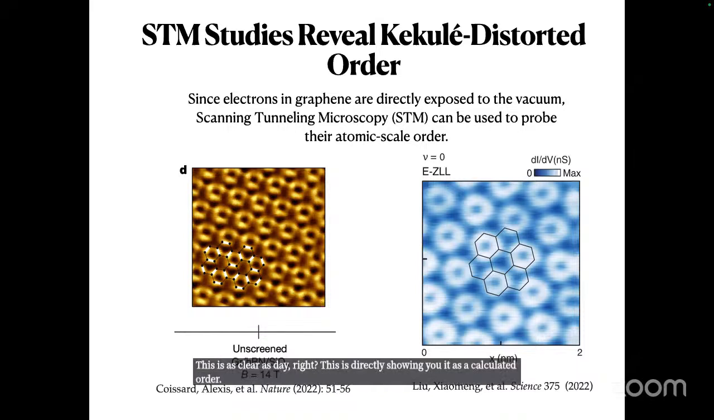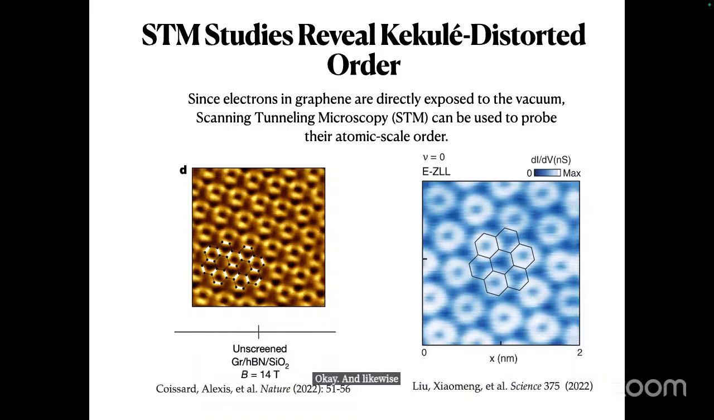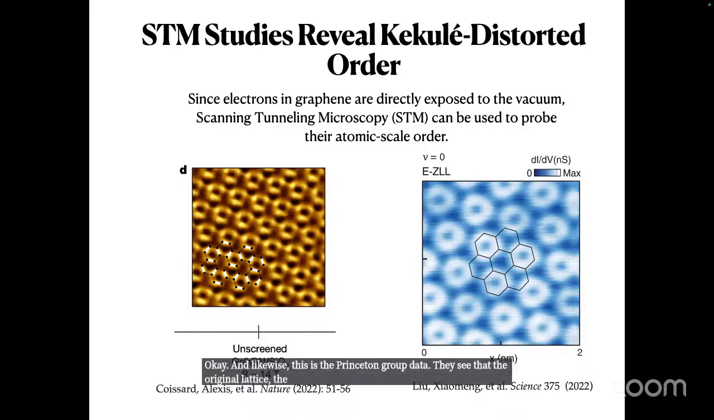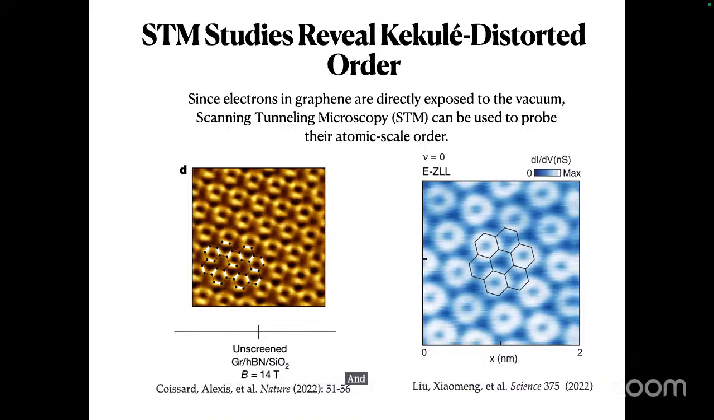Likewise, this is the Princeton group data. They see that the original lattice, the original graphene translation symmetry, is not being respected, and you have some Kekulé order forming.